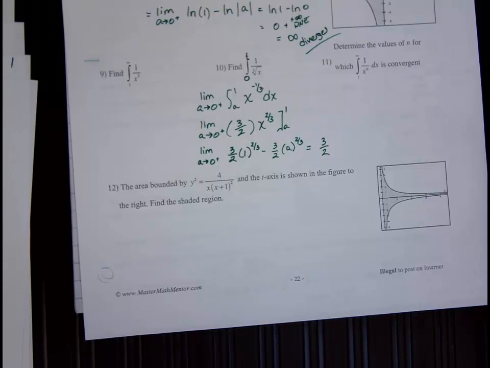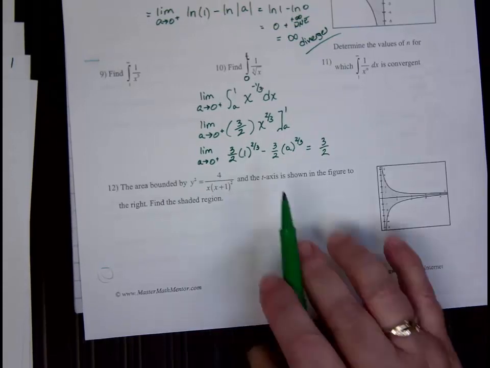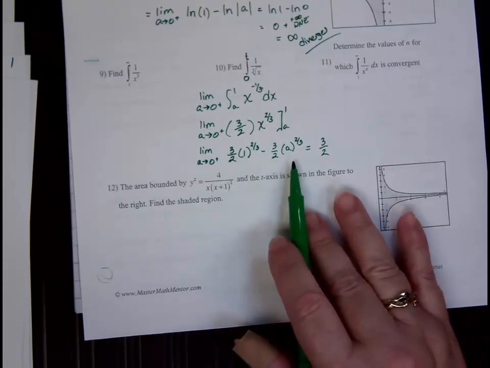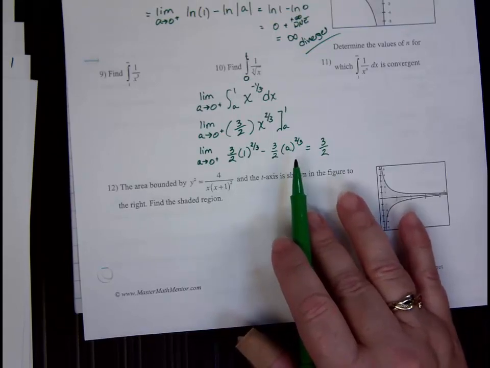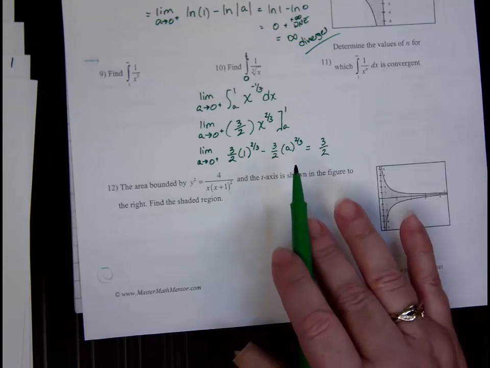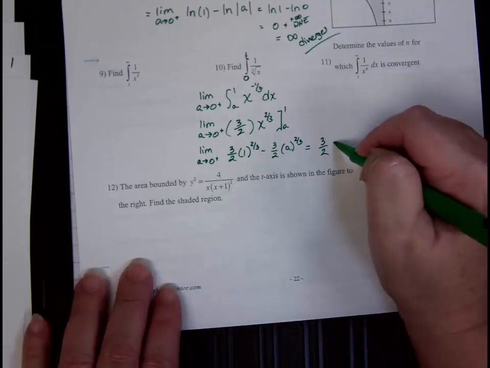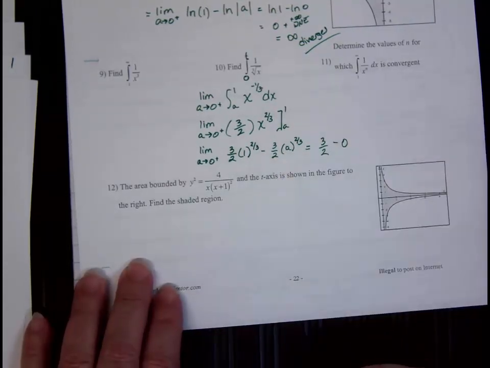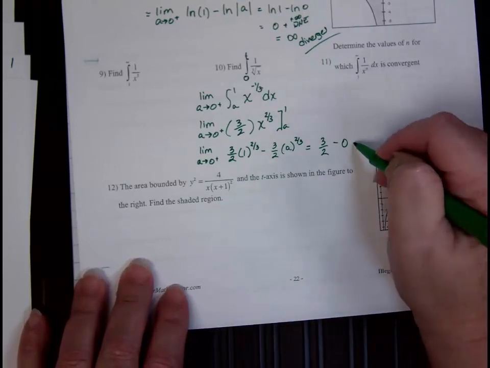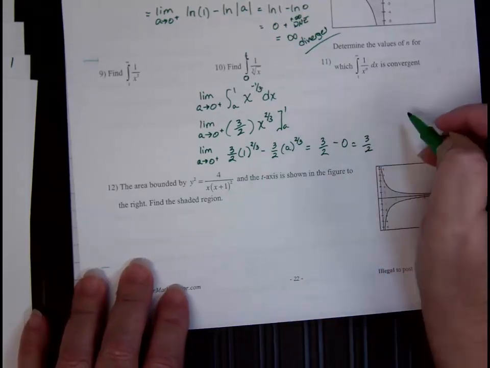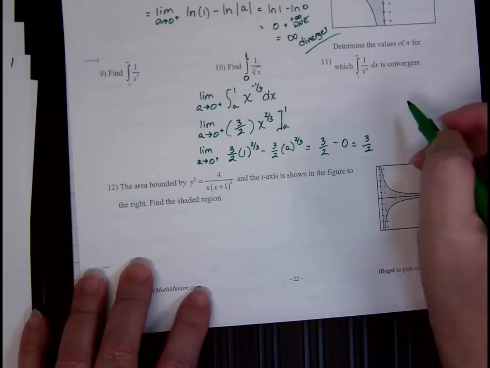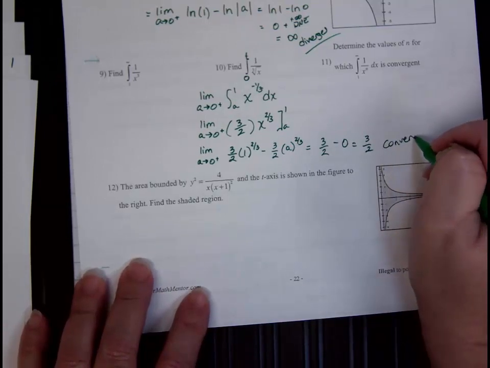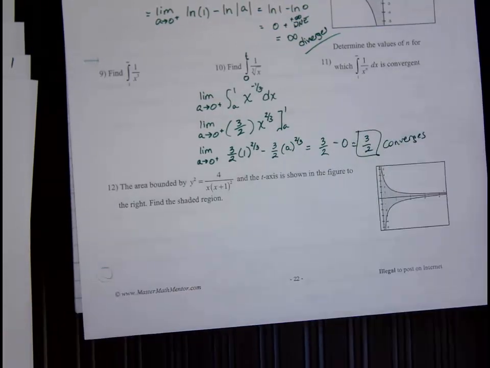Now a is approaching 0. Can I plug 0 into this and get an answer? What is 0 to the 2/3? It is a number. It is not undefined like the last one. This is 0. And 0 times 3 halves is 0. So I get a numeric answer of 3 halves. So convergence. This one converges. And the area under that curve is 1.5 or 3 halves.